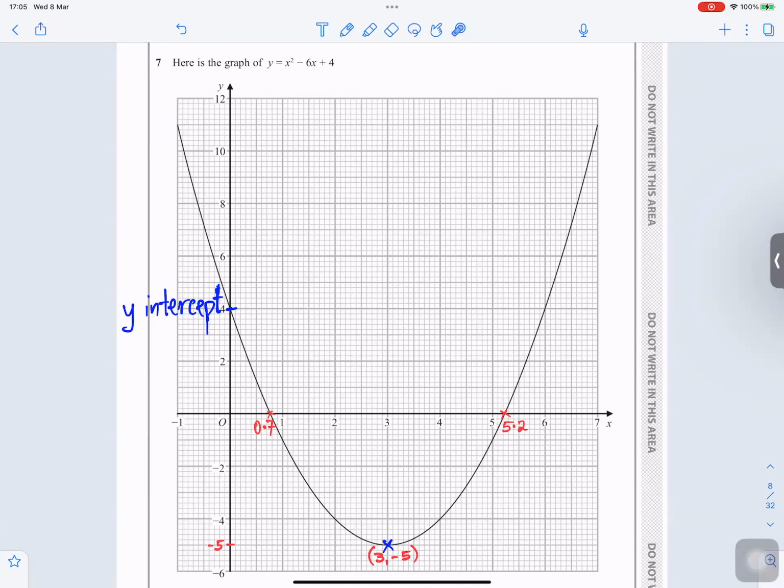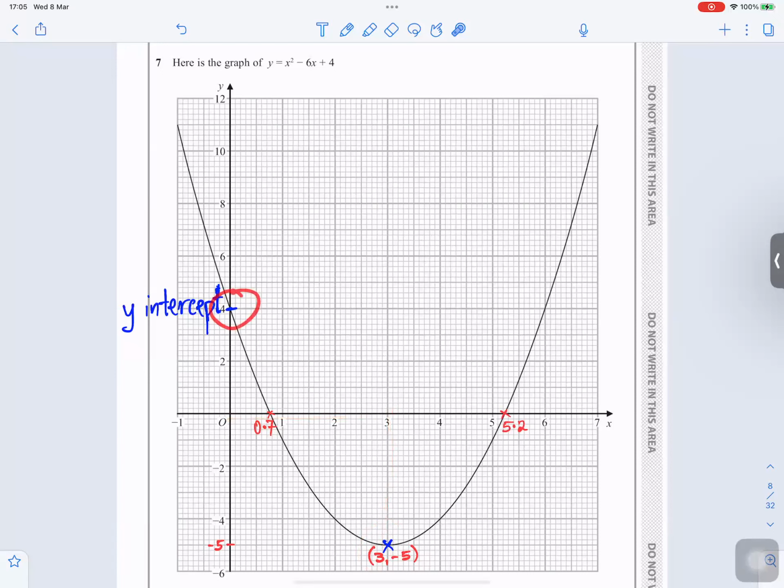Question number 7. Here is the graph of y equals x squared minus 6x plus 4. So it's a U-shaped graph. We look at where it crosses the x-axis. It crosses at 5.2 and 0.7. The minimum value is 3 and minus 5. You read the coordinates 3 and come down to minus 5.